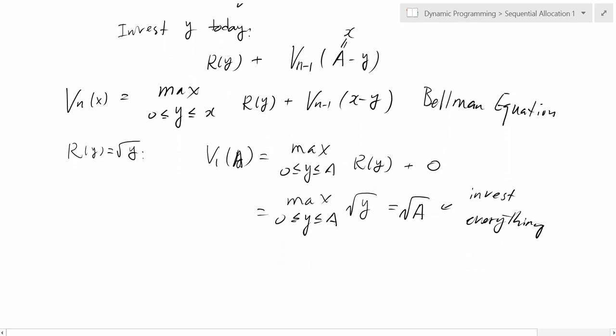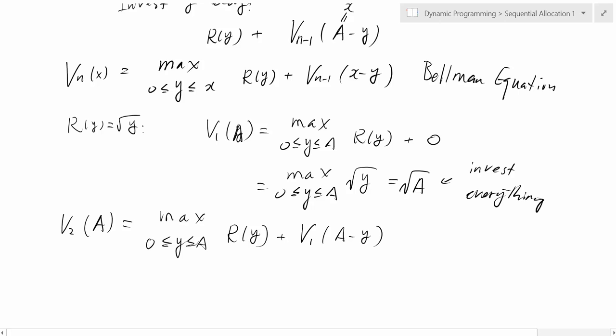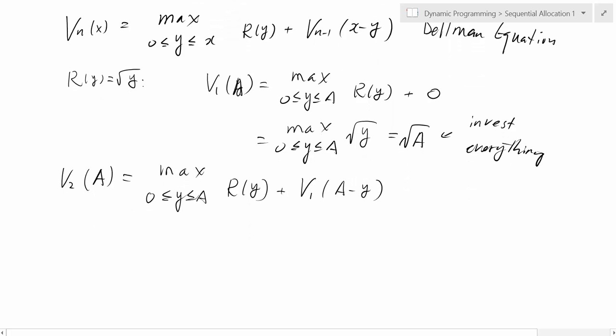And once we have v1, we can find v2. So v2 of a, let's say we start with an amount of a, and then we maximize over today's action, how much to invest today. If we invest y, that's the return for today. And the future is already optimized, so it's v1, but now we have a minus y over here. Okay, so that's what we have.